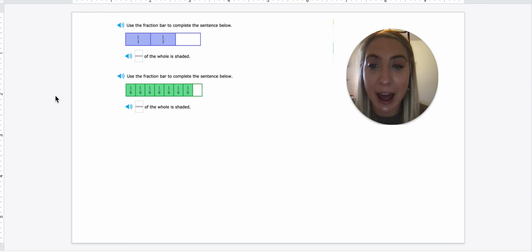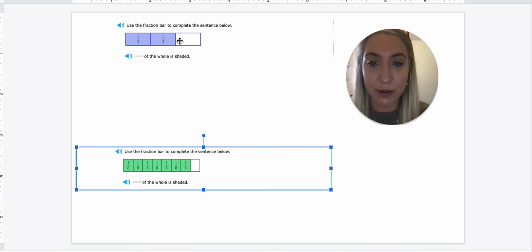So here we have each fraction bar, use the fraction bar to complete the sentence below. Sorry, I had to sneeze real quick. But let's zoom this in so we can get a better view.